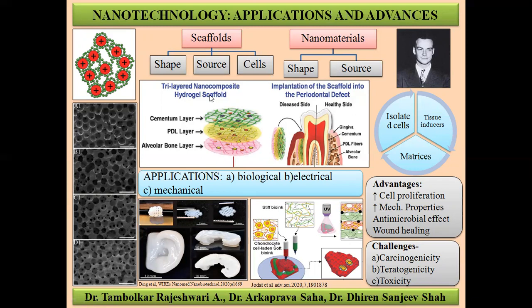In these figures, we can see a tri-layered nanocomposite with hydrogel scaffold in which three layers with embedded growth factors and cells are used for regeneration of cementum, periodontal ligament, and alveolar bone respectively. It can be used for vertical bony defects. Recently, a hybrid superparamagnetic tri-layered scaffold with a magnetic component was developed by Spiro et al.